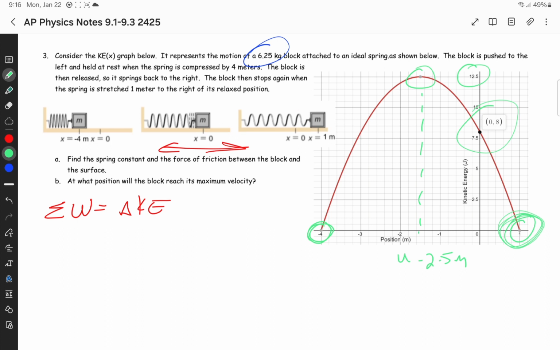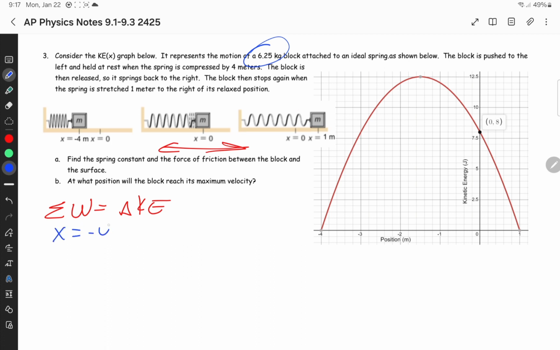So let's start there. That feels like maybe it'll buy us something. All right, so let's go from x equals -4 all the way over to x equals 1. So our net work, so that's going to be the work of the spring plus the work of friction is our change in kinetic energy, which is 0.